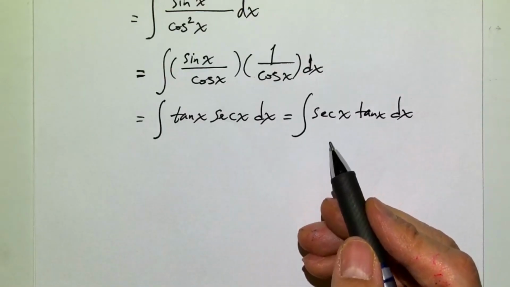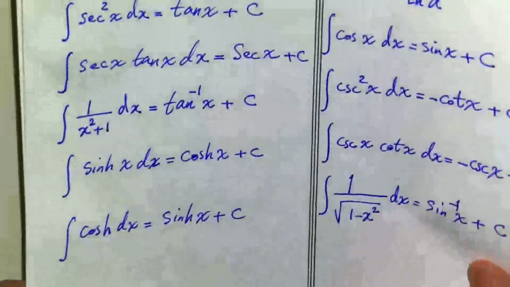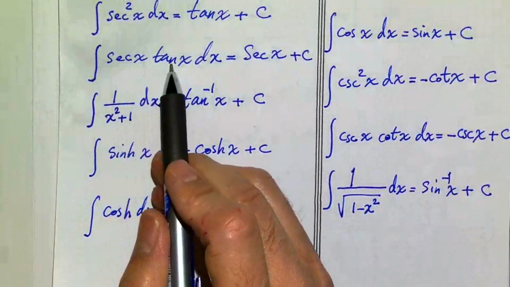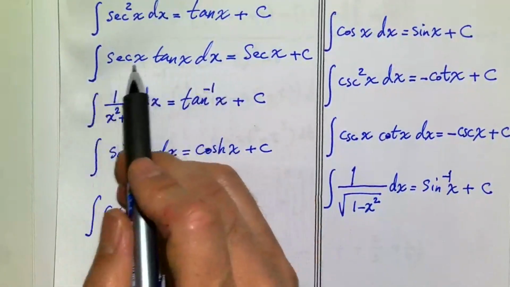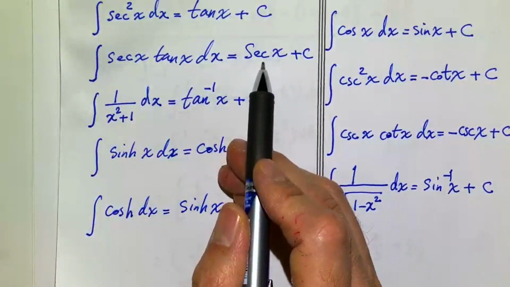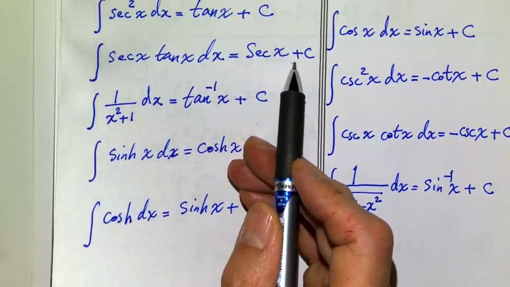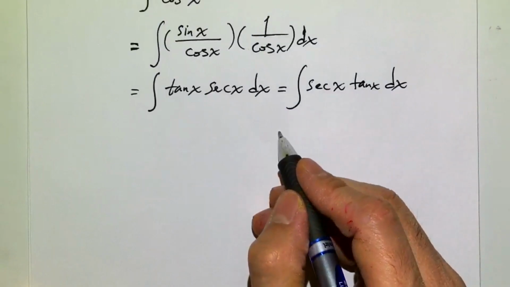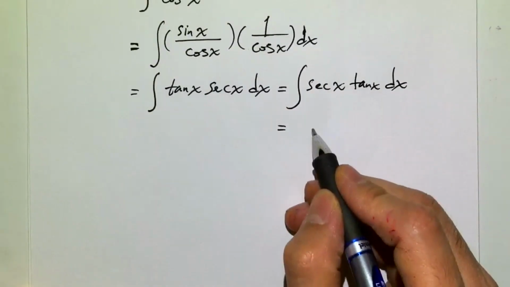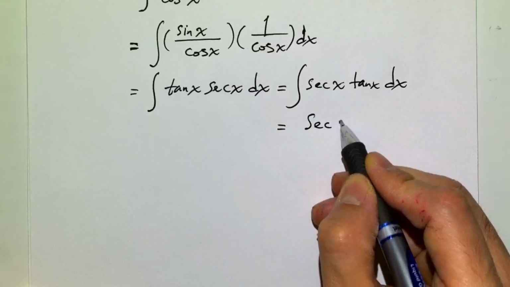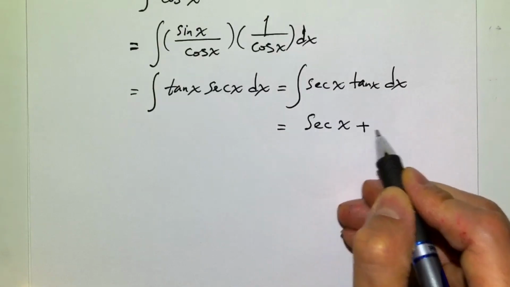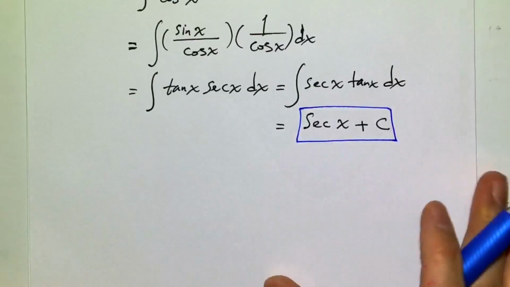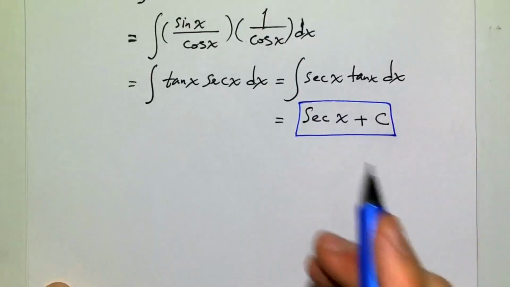Does that look like anything we have here? It sure does, right? Secant x tangent x dx. What integral does this have? The antiderivative of that is secant x plus c. So we can quickly write down that this is equal to secant x plus c. Okay, very quickly we can get there.